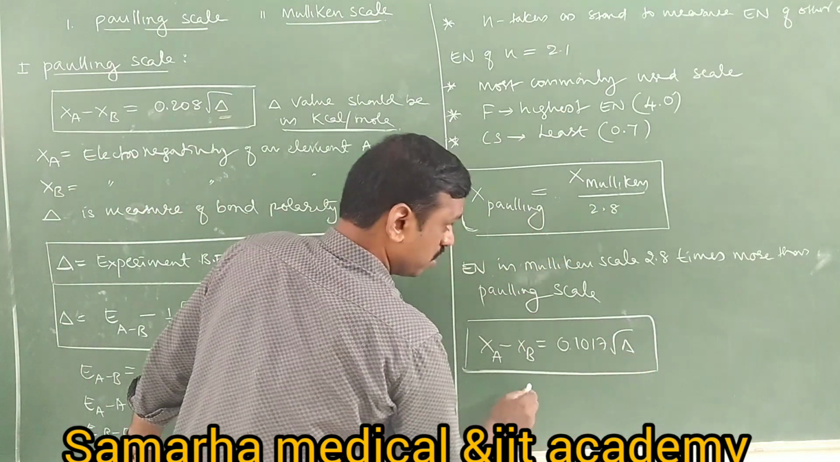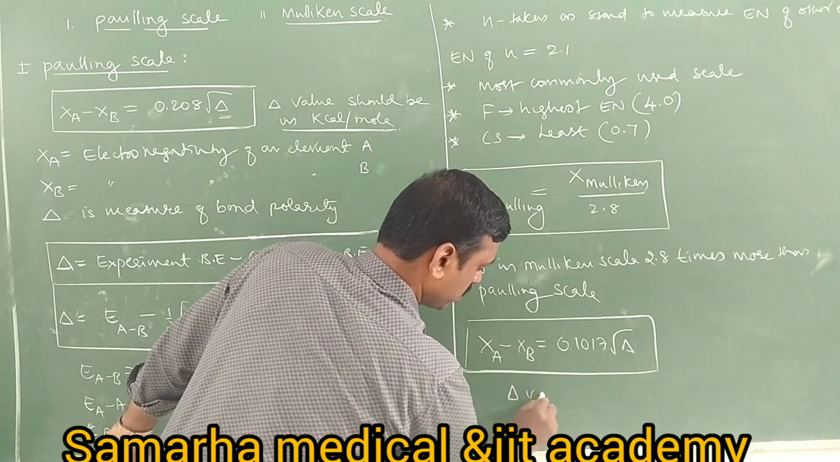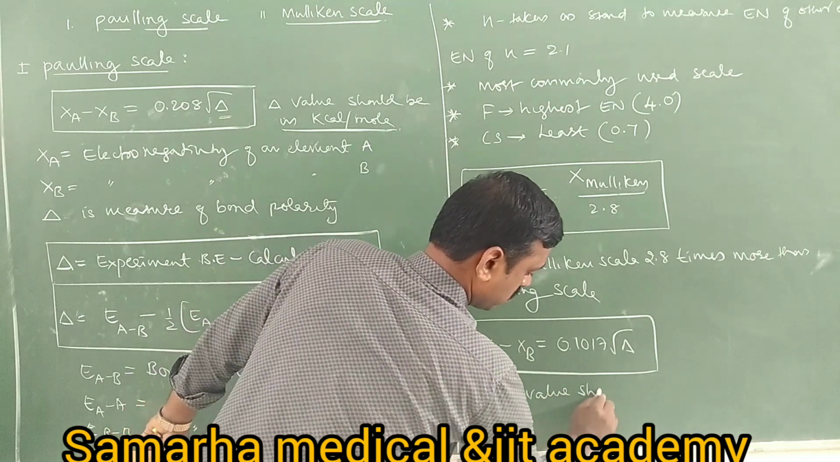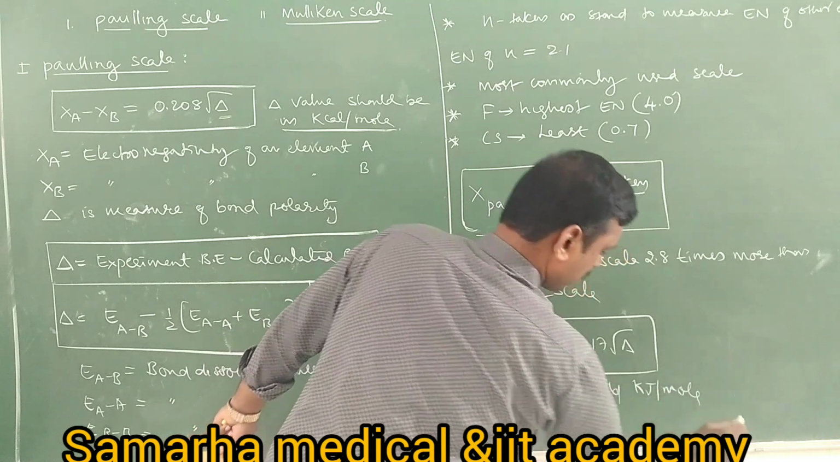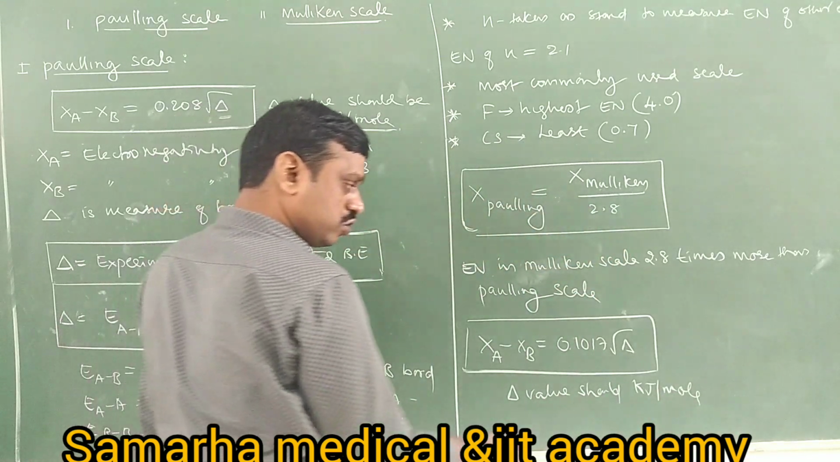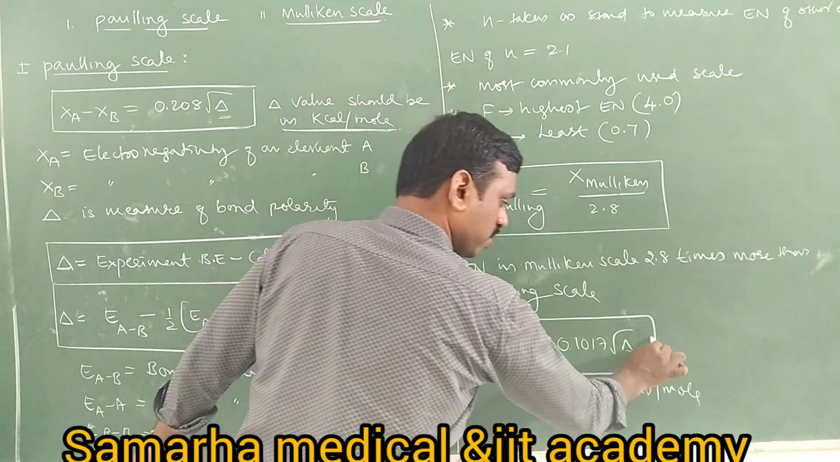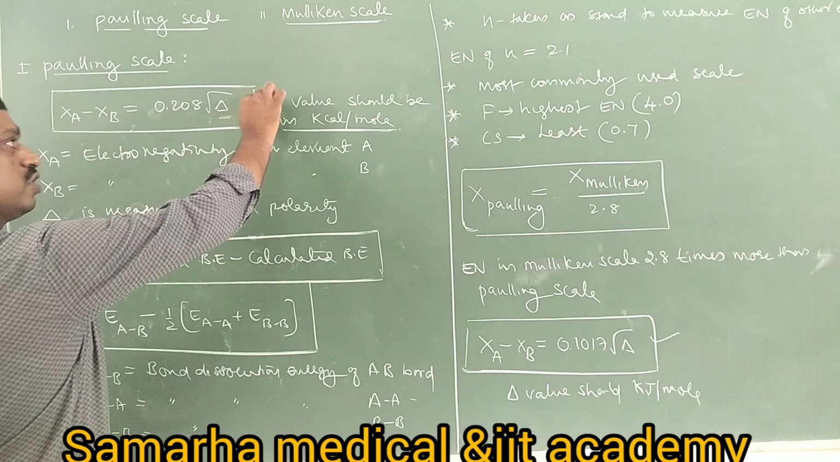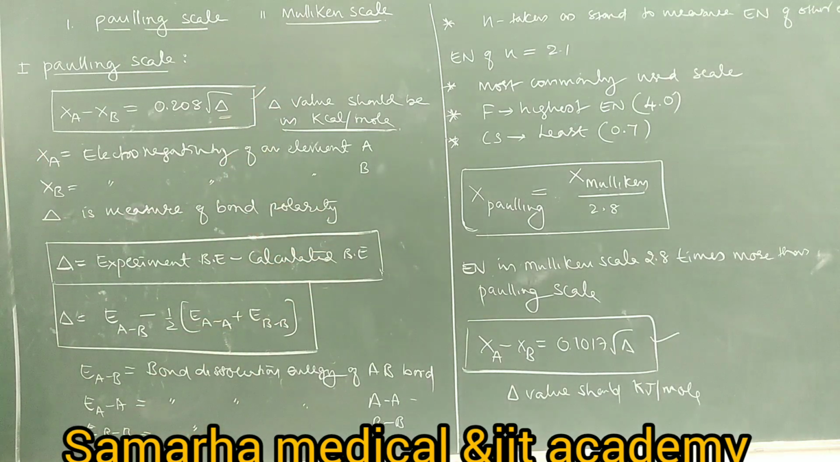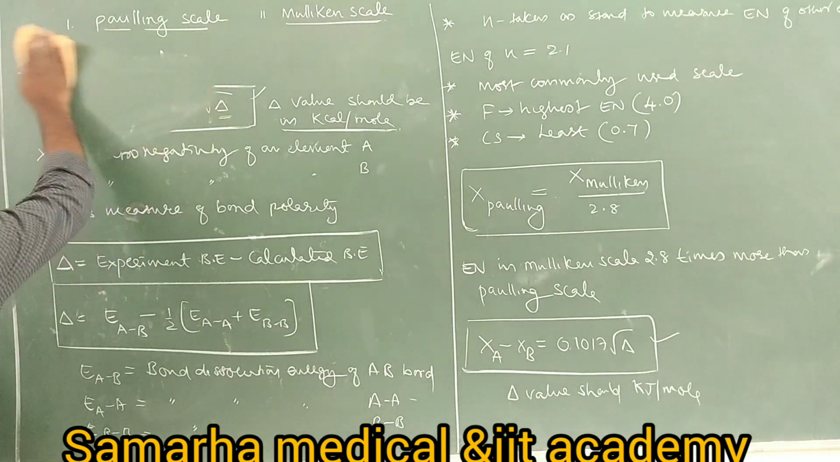Then this delta value should be in kilojoules per mole. So in a question, if the delta value is given in kilojoules per mole, better take this formula. If the delta value is given in kilocalories per mole, better take the other formula. You need not convert. You can remember directly. So this is about Pauling scale.